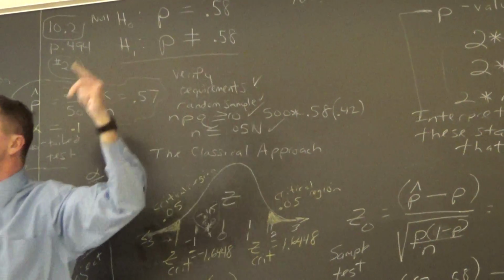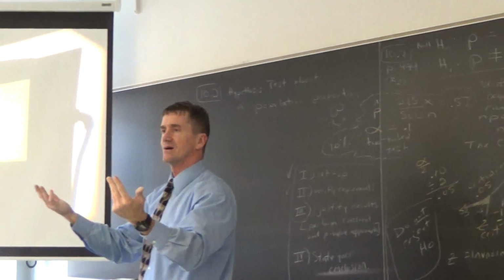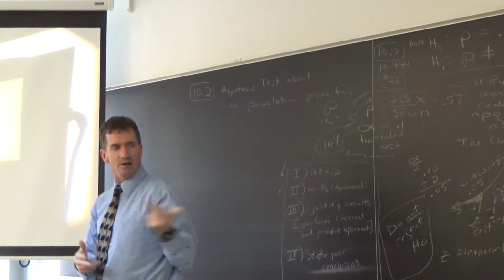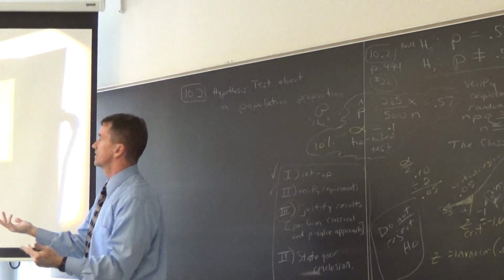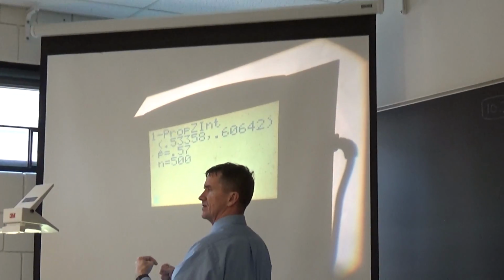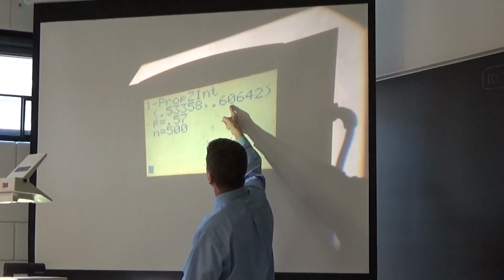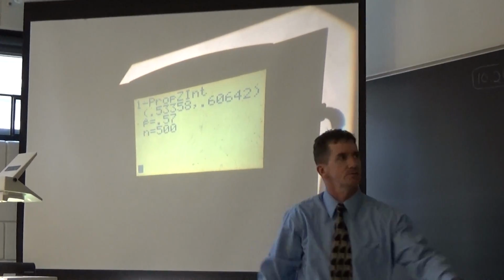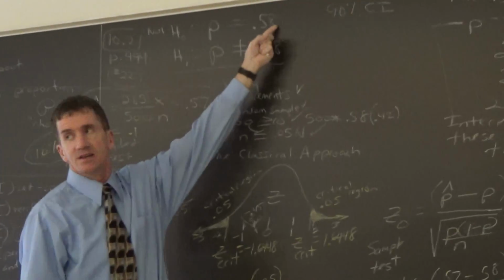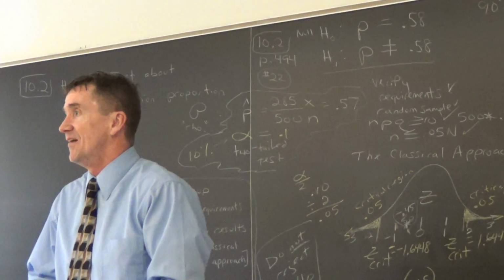Well, does that lie in there? Yeah, then how can you go against it? And they go, oh, I get it now. So did everyone see this? They were a little confused before, and now they're understanding. Remember our interpretation of this? I am 90% confident that the population proportion has to be between 53.3% and 60.6%. Look at the status quo. That's in there. I can't go against it then. It's inside that.